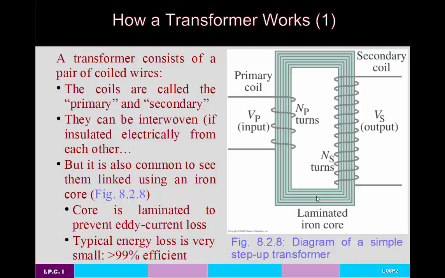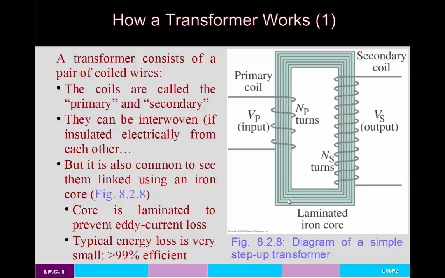These 2 coils may be interwoven with each other so long as they're electrically isolated from each other. They've got to be insulated so that you don't have charges jumping from one coil to the other. But more commonly you see them in this kind of configuration. There's a laminated iron core between them.